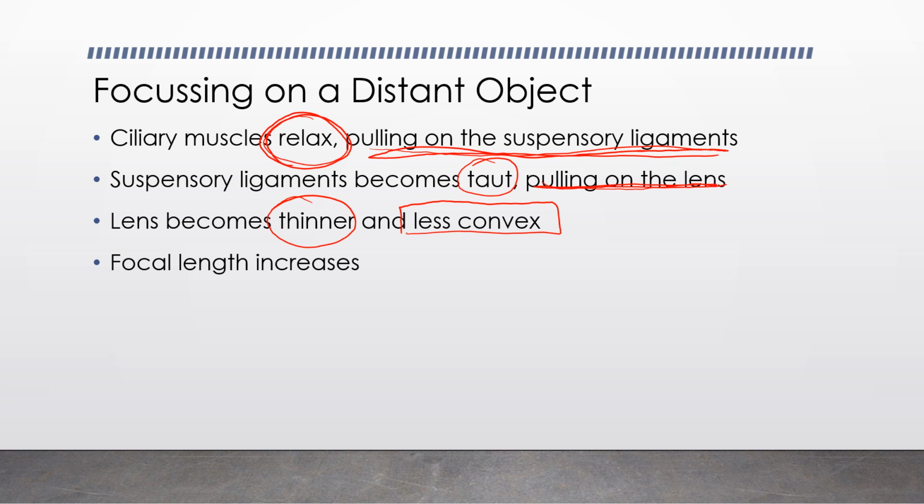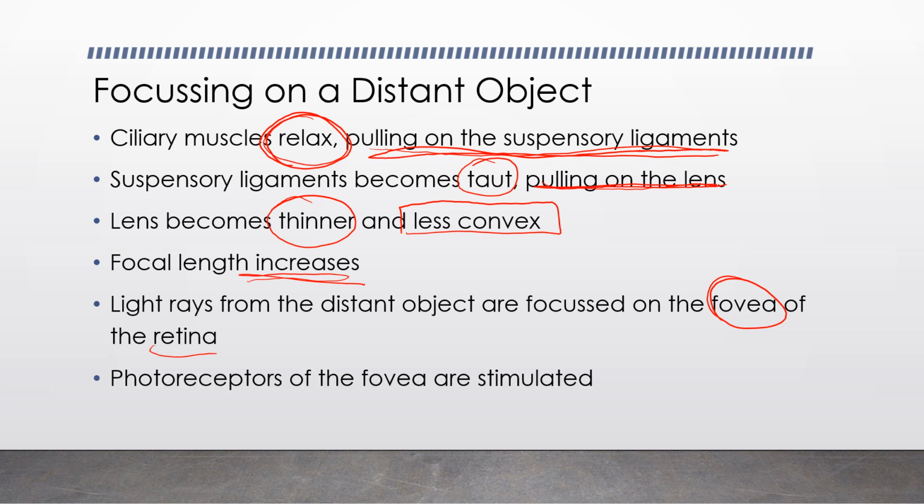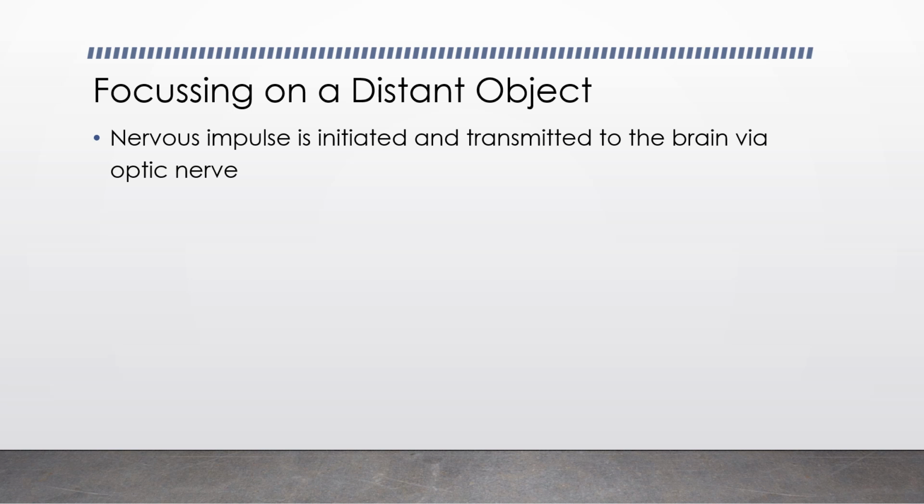Because of this change in the lens, the focal length increases. This increase in focal length will adjust the convergence of the light rays onto the fovea of the retina. If all the light rays are focused on the fovea of the retina, the photoreceptors will be stimulated, of course. And then a nervous impulse is initiated and transmitted to the brain via the optic nerve, which is a sensory neuron.